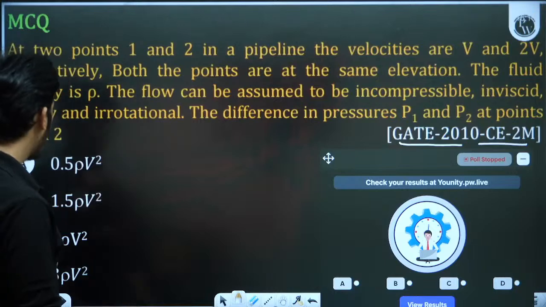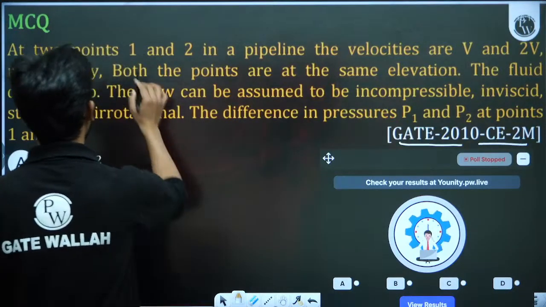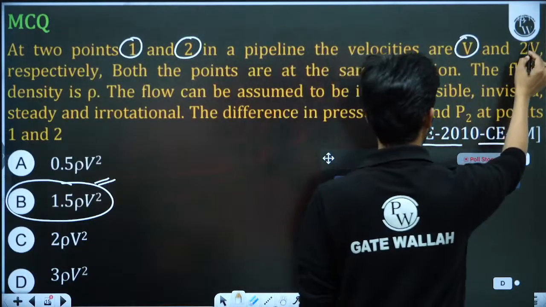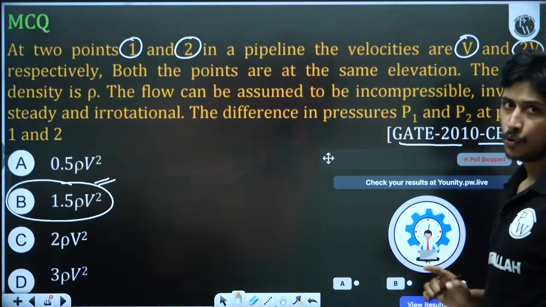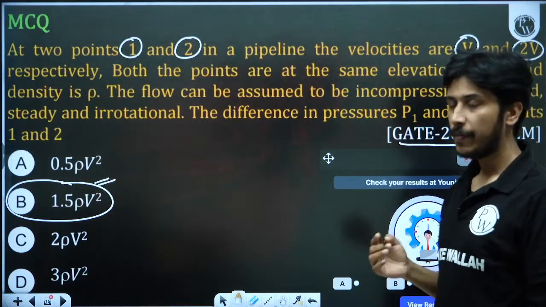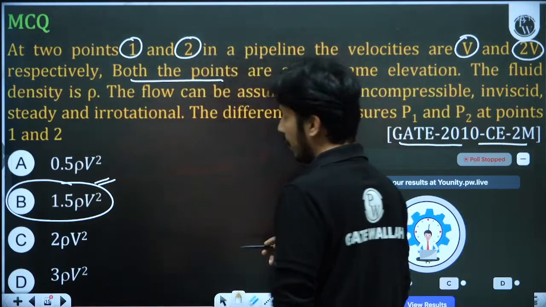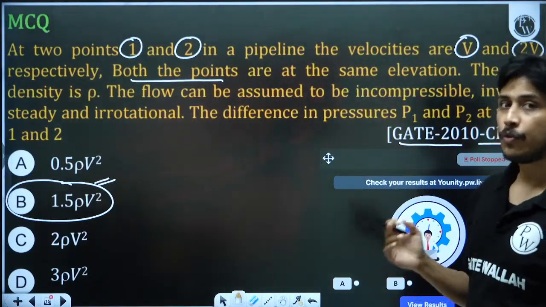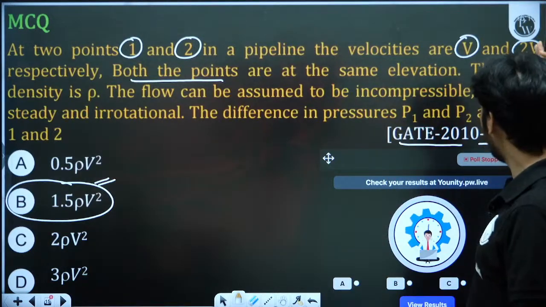Okay, guys, I think you have given the answer B as 1.5 rho V square. So point 1 and point 2 in a pipeline are having velocity V and 2V. Now, whether the flow is happening from 1 to 2 or 2 to 1, we don't know. For that, we must know the total head at 1 and 2. Now you were saying, sir, from 1 to 2 the velocity is increasing, so the flow should also happen from 1 to 2. No. The flow may also happen from 2 to 1, where the velocity is decreasing from 2V to V.